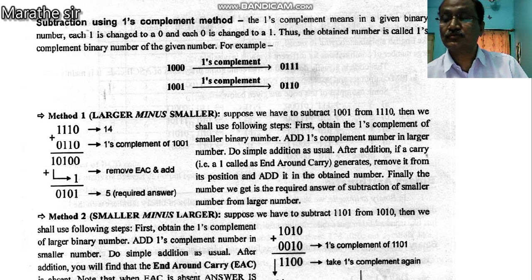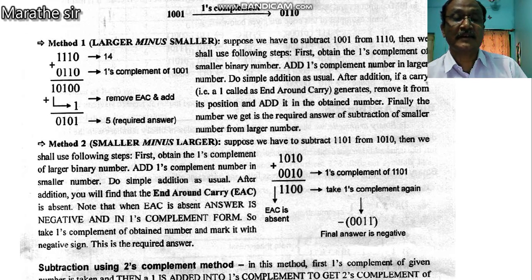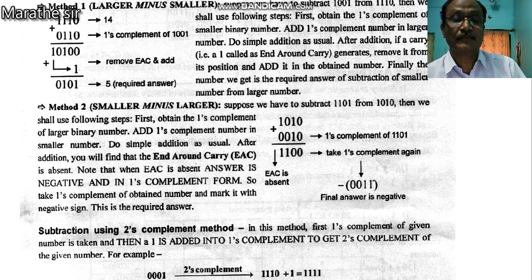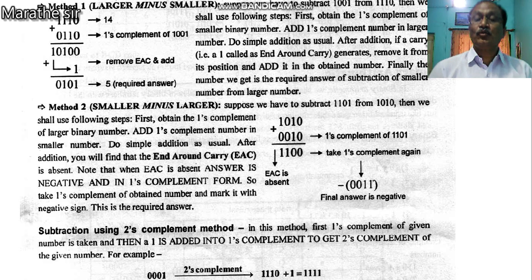Now the second method, smaller minus larger. Suppose we have to subtract 1101 from 1010, then we shall use the following steps.